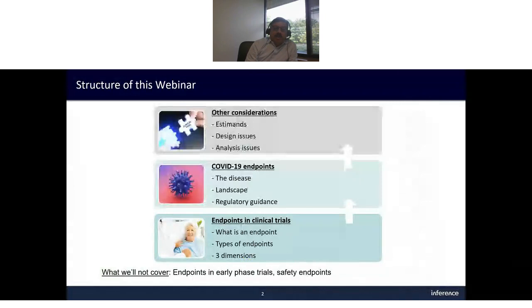Now, obviously, the middle box is the topic for today, but I'll also talk about the bottom box that you see there. So I'll set up the general overview of endpoints, how they're selected, how they're placed, and what an efficacy endpoint means first. Then talk about the middle box, and then go to the top box where I say other considerations, just to make sure that we put the endpoint in its proper context.